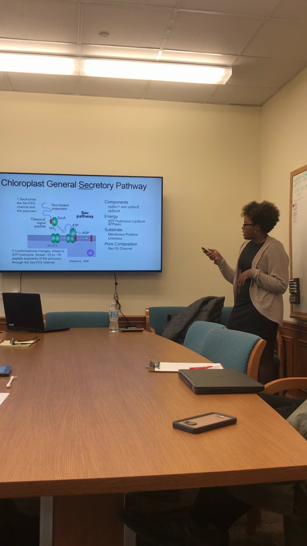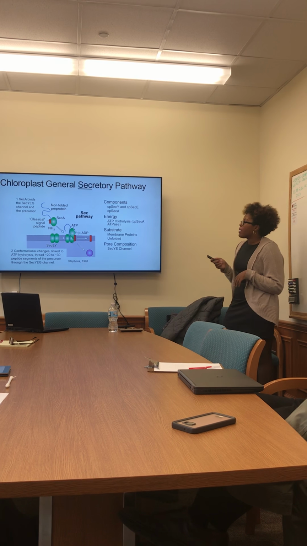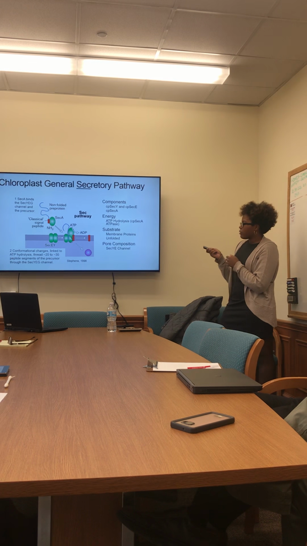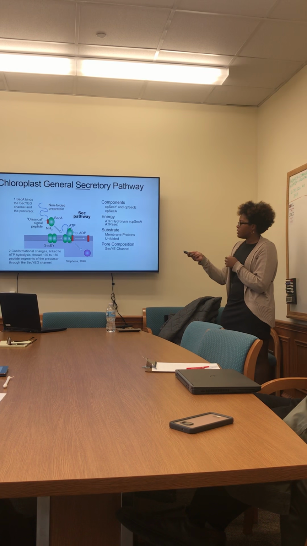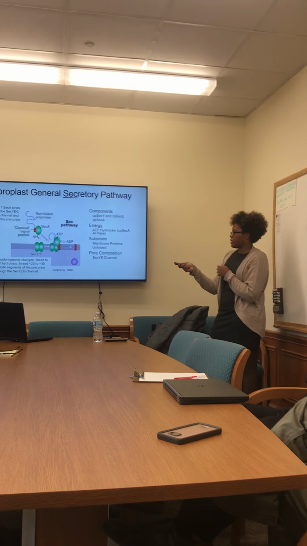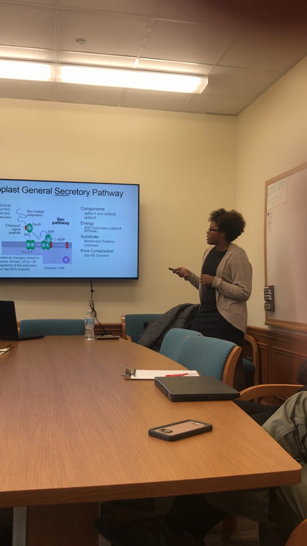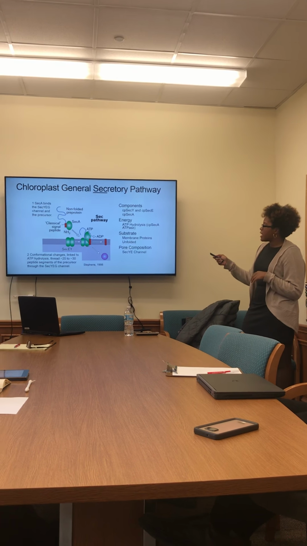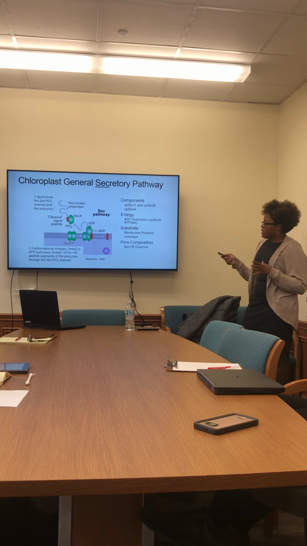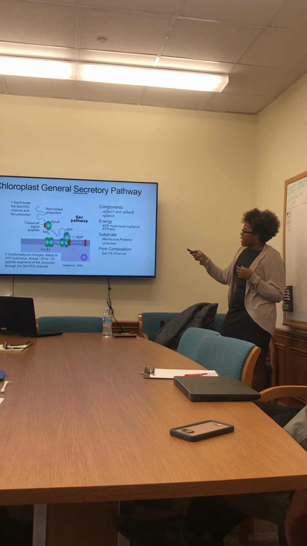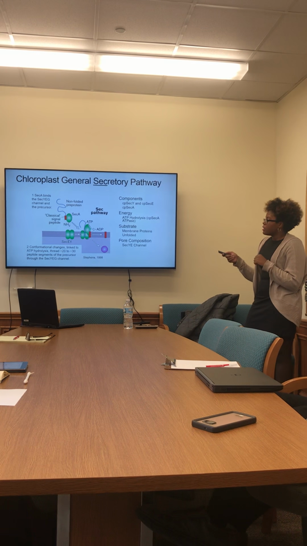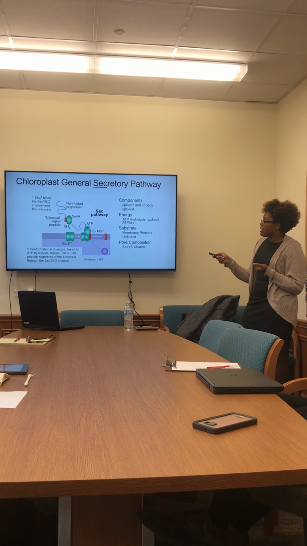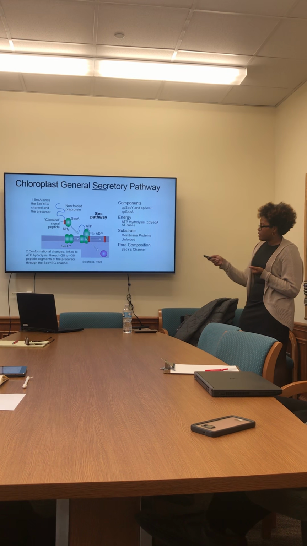Okay, so the next one is the general secretory pathway, or the SEC pathway. The SEC pathway transports proteins into the lumen, so we're not inserting them into the thylakoid membrane. There are 3 basic proteins, CP-Sec-Y, Sec-E, and Sec-A. Sec-Y and E make up the translocase, and Sec-A has multiple roles. It recognizes the transit peptide of the pre-protein. It also guides the pre-protein to the channel.